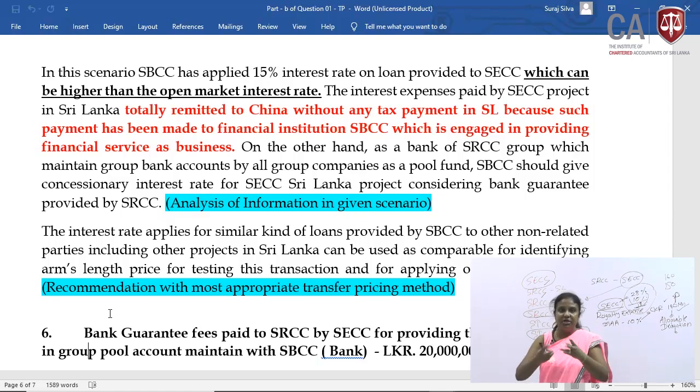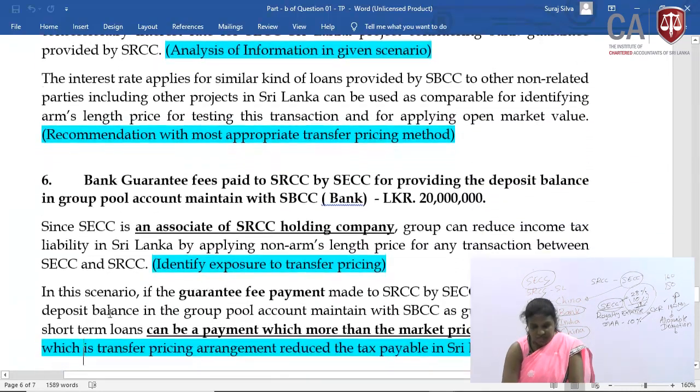I got to use the information given in the question. Analysis of information given in the scenario. Then the last para, which is with the recommendation.